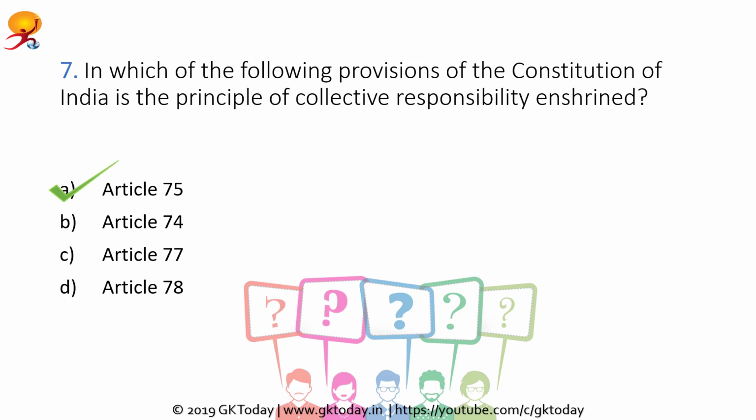And the correct answer is option A, Article 75. Article 75 clearly states that the Council of Ministers are collectively responsible to the Lok Sabha. They owe joint responsibility to the Lok Sabha for their acts of omission and commission. They work as a team, or sink or swim together. If the Lok Sabha passes a no confidence motion against the Council of Ministers, all ministers must resign, including the ministers who are from Rajya Sabha.